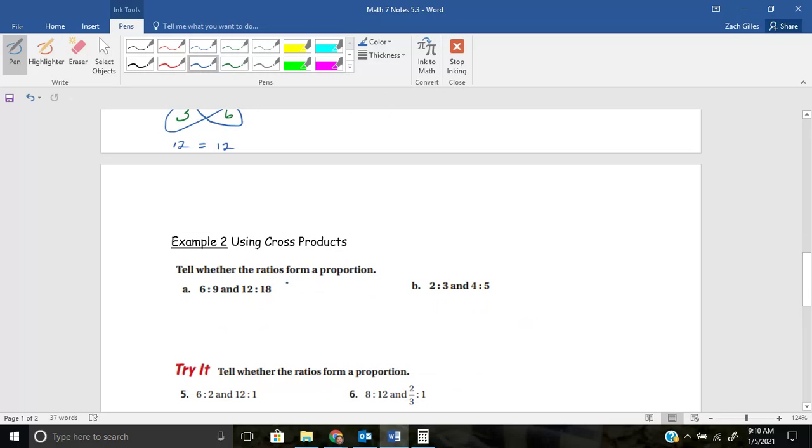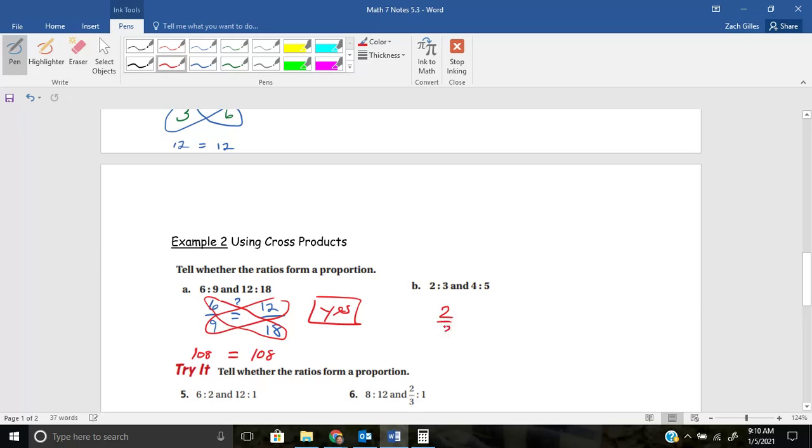Okay. Tell whether the ratios form a proportion. Okay, 6 to 9. Does that equal 12 to 18? All right, let's do our cross products. 6 times 18. Okay, that gives us 108. Does that equal 9 times 12? Well, 9 times 12 is also 108. So yes, those form a proportion.